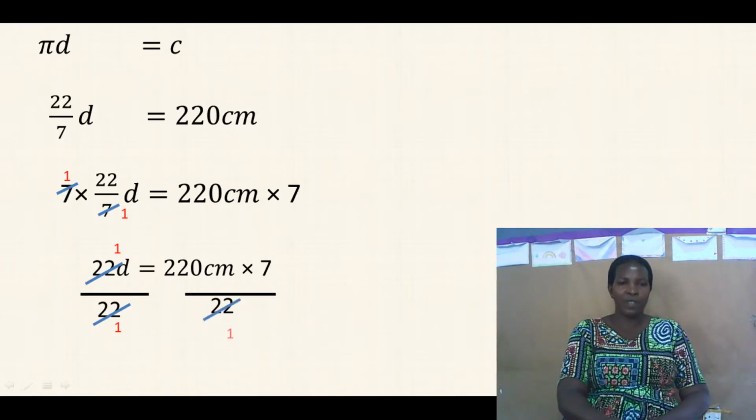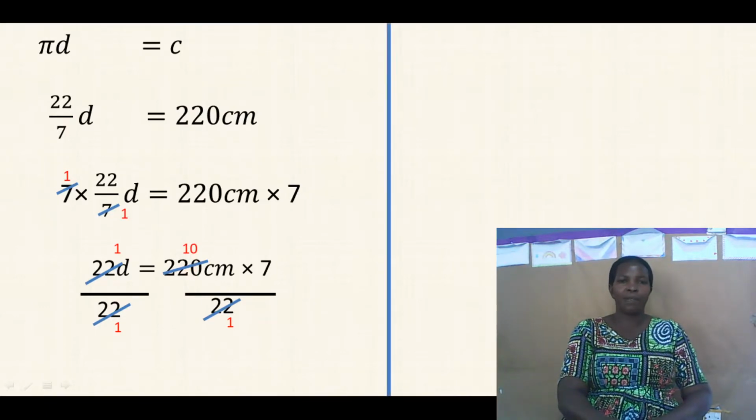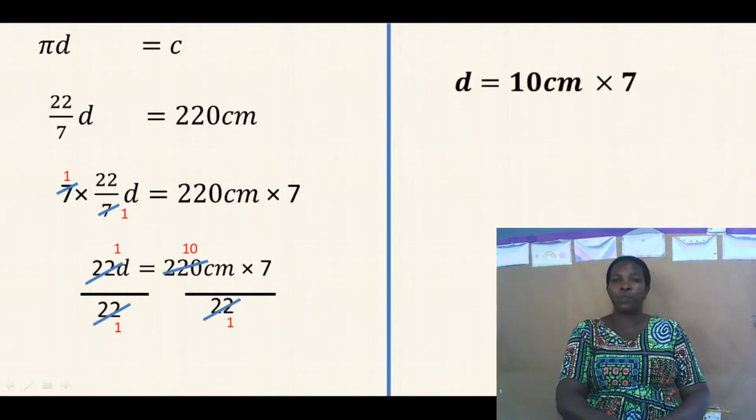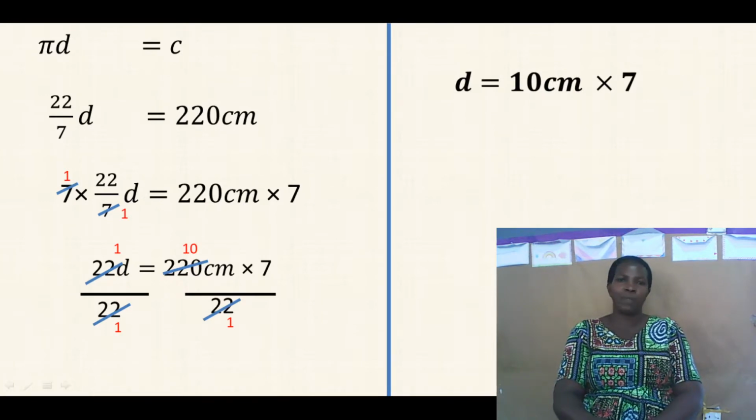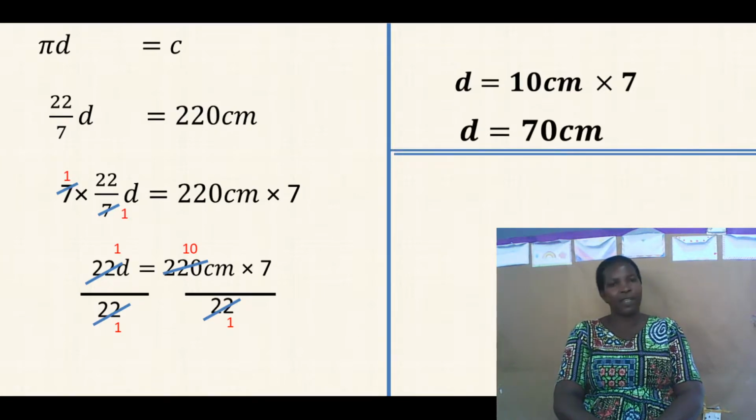So 220 centimeters divided by 22, we shall come up with 10. So my dear boys and girls, we shall have our diameter be equal to 10 centimeters times 7. Finally, our diameter will equal 70 centimeters. And we shall have to underline that.